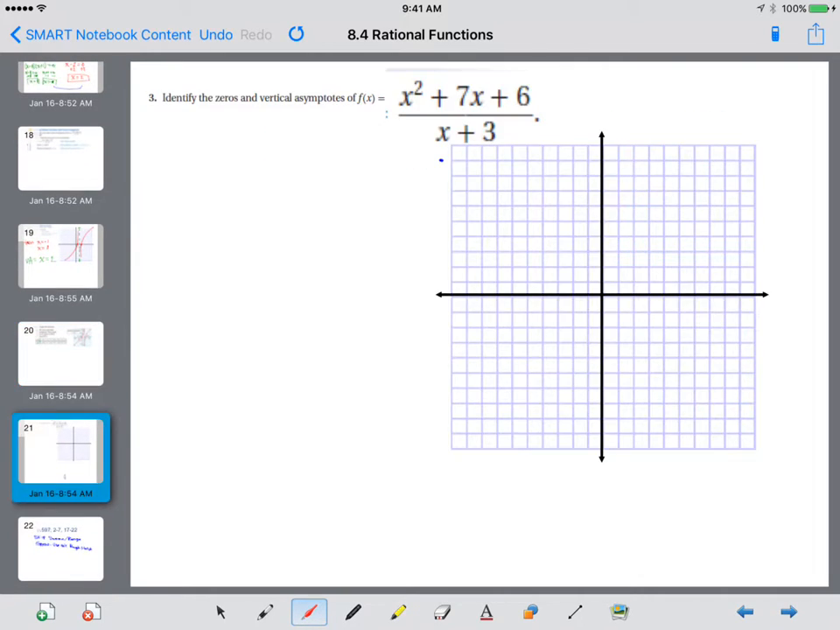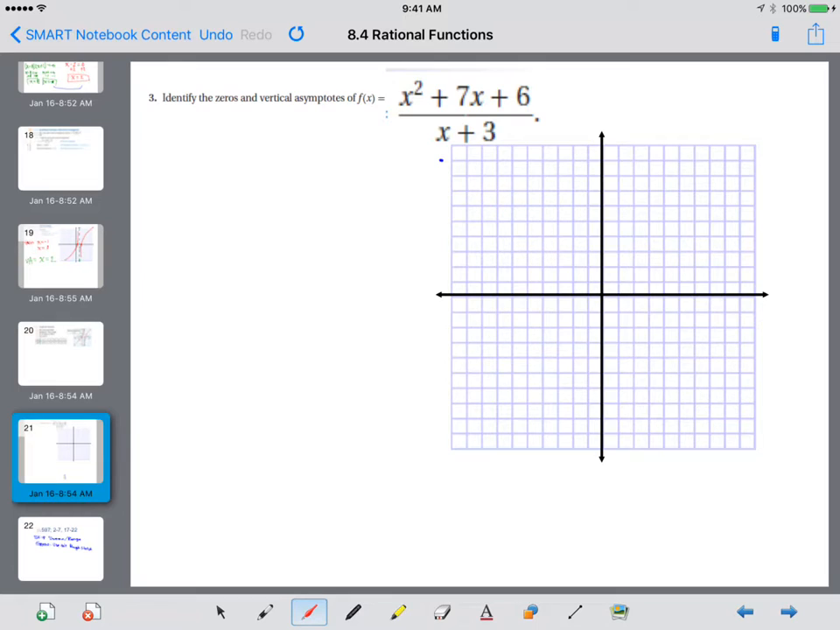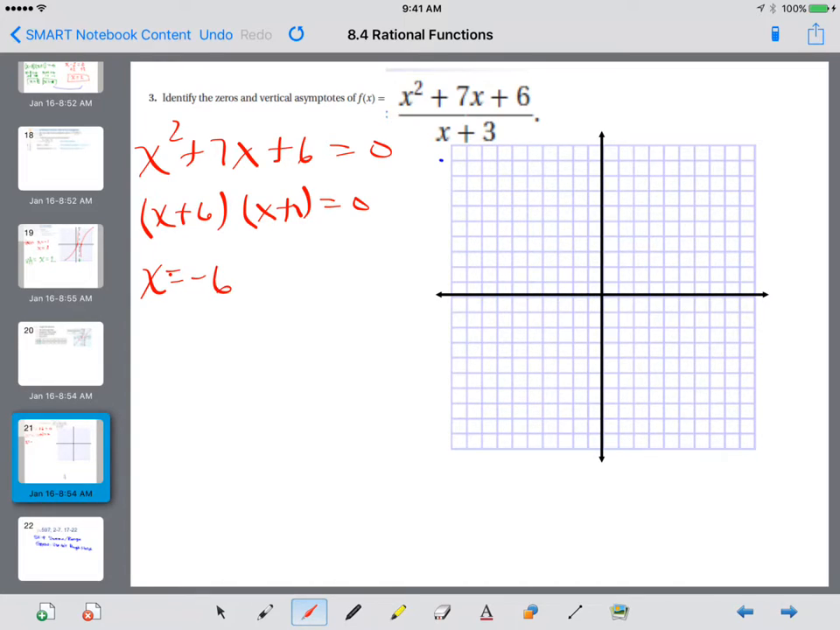So let's try one more example. If we want to identify the zeros in this problem, we have x squared plus 7x plus 6 over x plus 3. We need to set the top equal to 0 and solve. We're going to factor that: multiply to get 6, add to get 7, x plus 6 and x plus 1. So that means our zeros are going to be at x equals negative 6 and x equals negative 1.